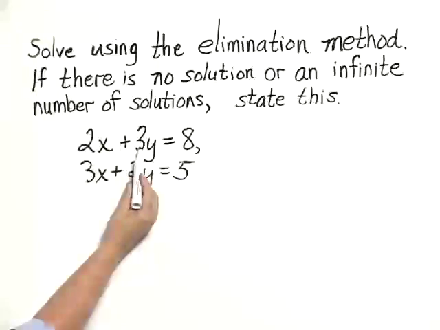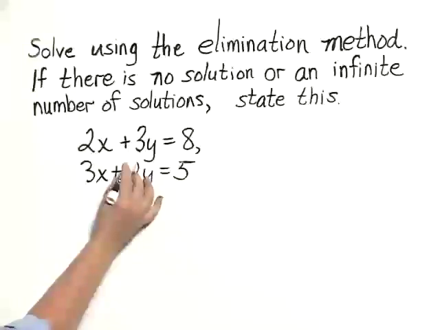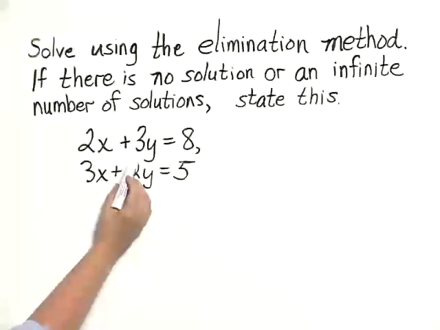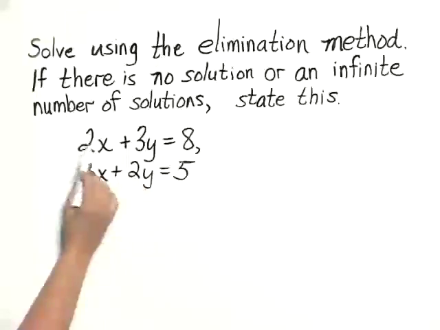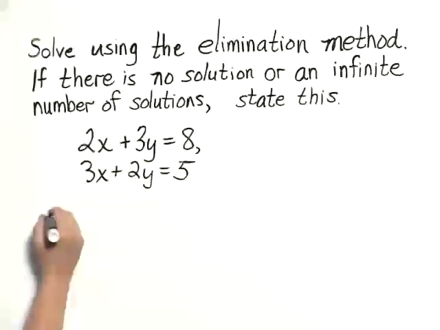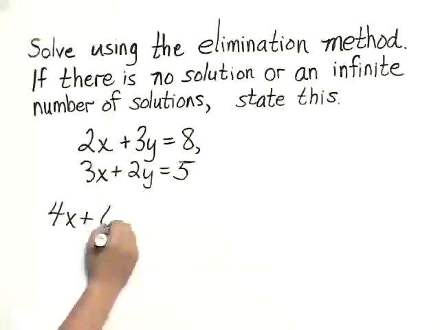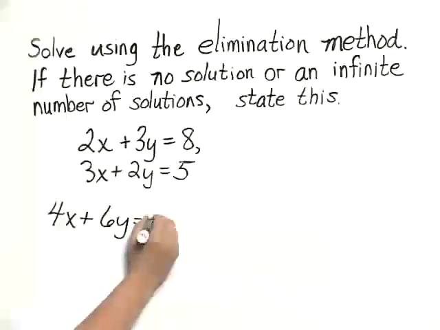So I'm going to make one of these coefficients positive 6 and one of them negative 6. I'll make the top one positive 6. So I need to multiply it by 2, which means I need to multiply everything in that equation by 2. So I have 4x + 2 times 3y is 6y = 2 times 8, which is 16.